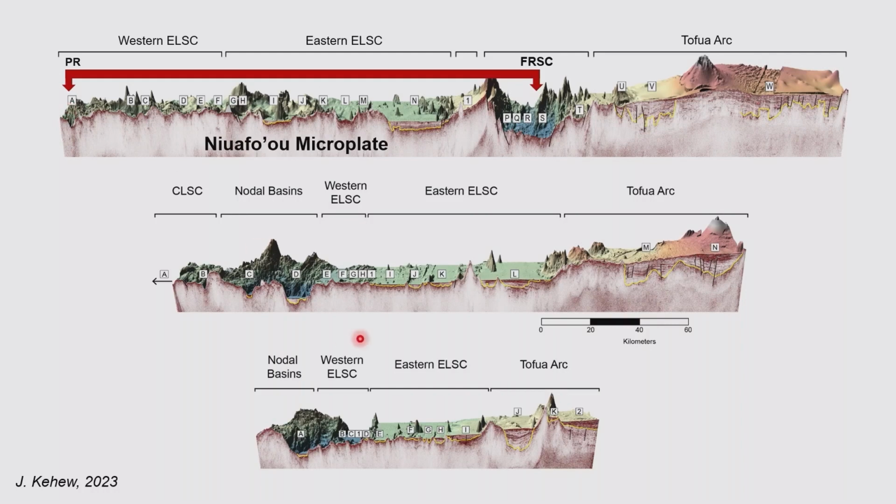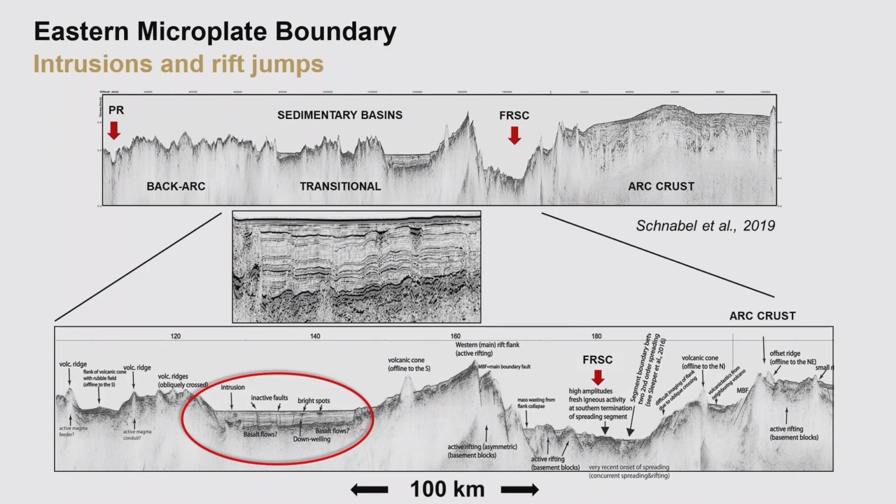This is one of the typical sections, one of our longest sections across the Nuafo'o microplate. There's the eastern boundary, which is called the Fonolai Rift and Spreading Center. But in fact, what we've determined from the seismic surveys is that the boundary of the microplate is diffuse. It's not a fault. It's not even a single spreading center. It's multiple spreading centers that are constantly jumping, in this case, from west to east. And each time it jumps, it fills up another small sedimentary basin. There's 100 kilometers for scale for the middle part of this section.